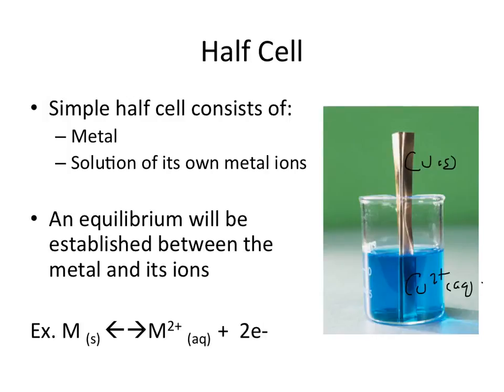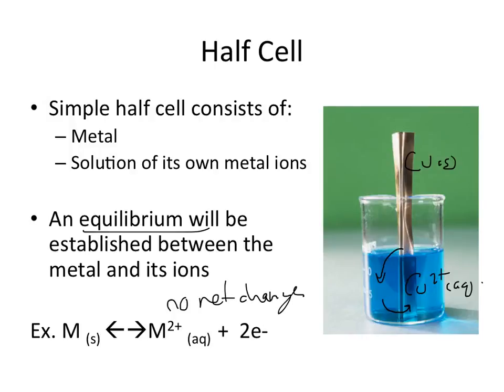What's actually happening is you'll notice that there's going to be an equilibrium established. So some of the copper metal is going to form into ions, and some of the ions will form into copper. So there will be an equilibrium, which means that it's not static. It will continue to go, okay? But you'll see that there's no net change. There are still reactions happening, but you won't see a visible difference. So that's a half cell.